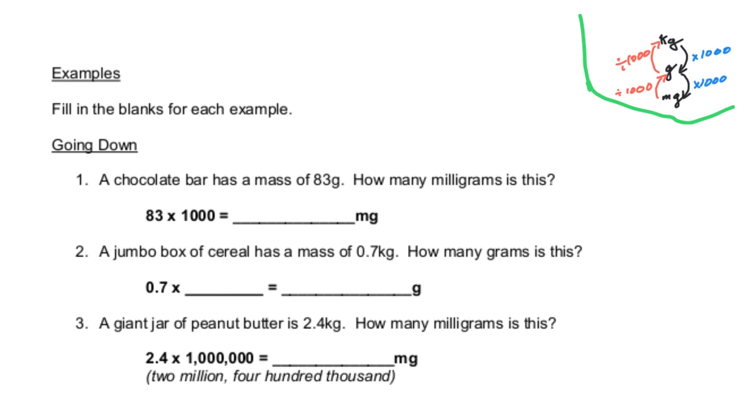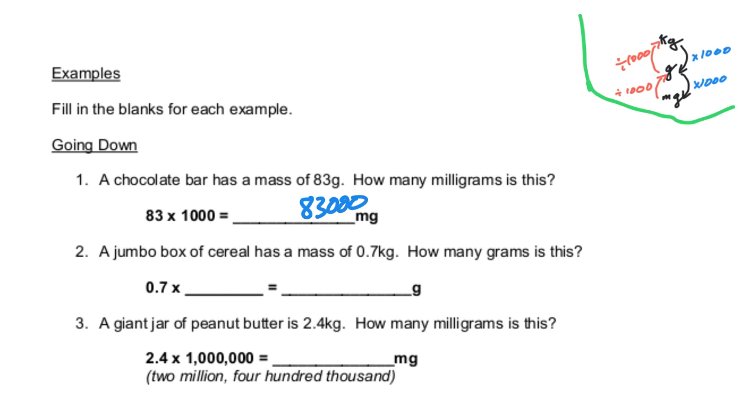So let's show that in our calculation on our sheet here. A chocolate bar has a mass of 83 grams. Now we're going to take 83 and multiply by 1,000, and you're going to get 83,000 milligrams right away. And we're done. You just punch that in your calculator, get that answer, and fill it in.